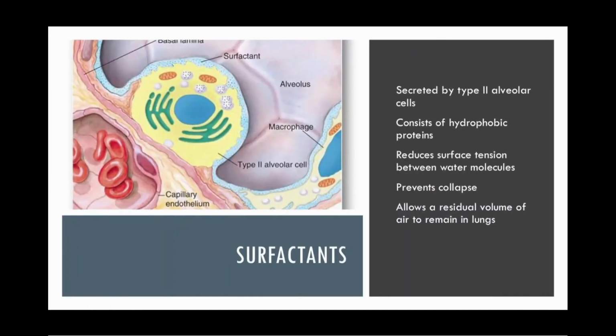Okay, what's it made by? Type 2 alveolar cells, hydrophobic proteins, reduces surface tension between water molecules, prevents collapse. That's why surfactant is so important. Babies born without surfactant have respiratory distress syndrome of the newborn. They can't breathe on their own because they don't have the surfactant.